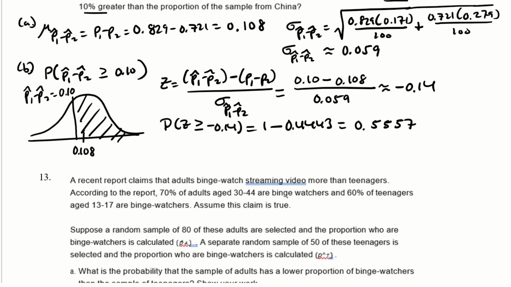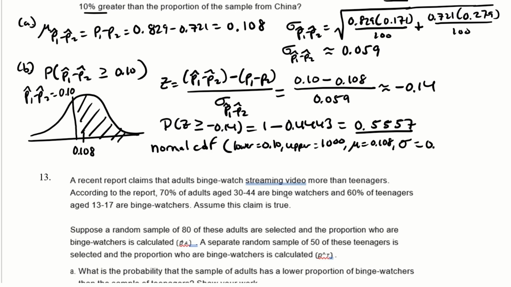Now, if I were to use the normal CDF function, I need the lower, which is 0.10. The upper is infinity, or a big number, so I'm just going to do 1,000. The mean is 0.108. The standard deviation is 0.059. If I calculate that, I get about 0.5539. So it's really close to what we got there.